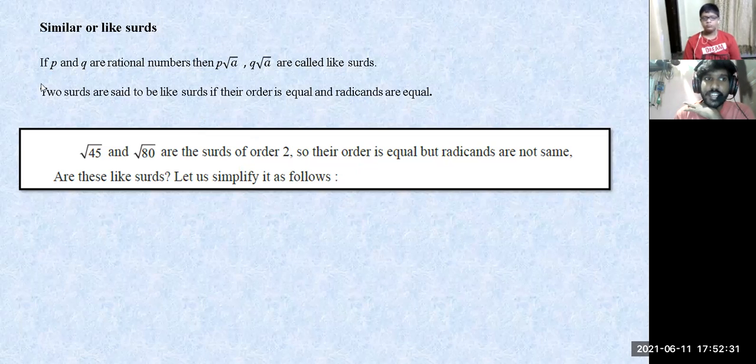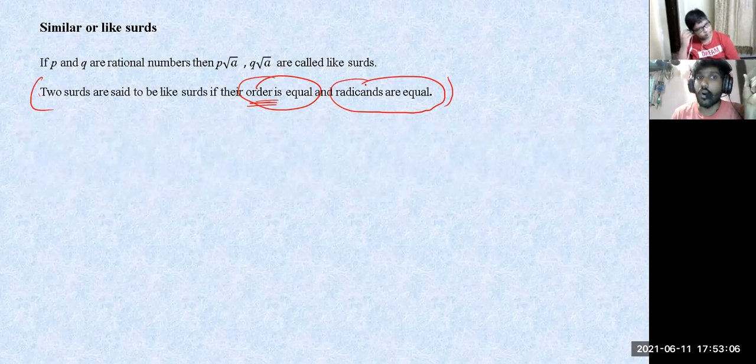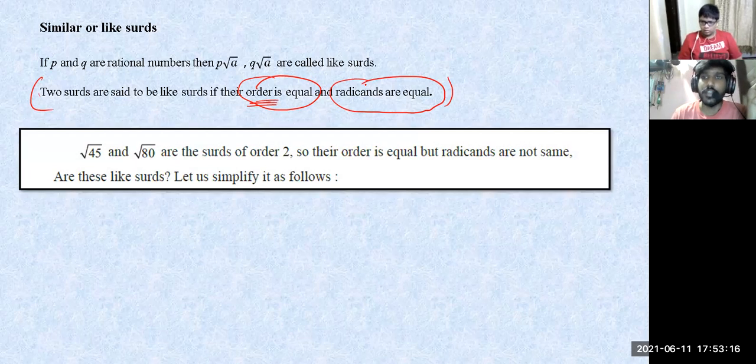Okay, if you read this statement here, it says two surds are said to be like if their order is equal. By order, we mean both should be square root or both should be cube root. But since we are studying only square roots, both should be square roots. So if their order is equal and radicands are equal. What is radicand? Numbers which are inside the radicals. Correct. That is radicand. So two surds are said to be like surds if their order is equal, that means both of them should be square roots, and their radicands, that is the number inside them, should be equal.